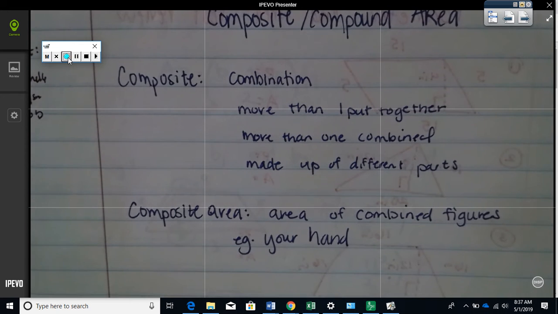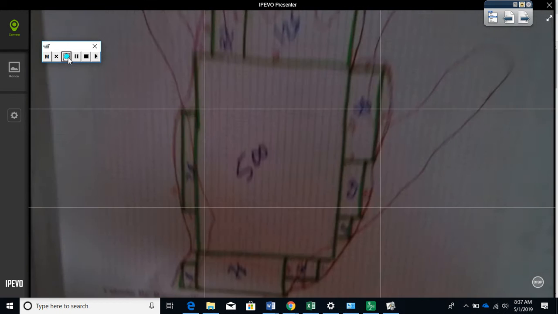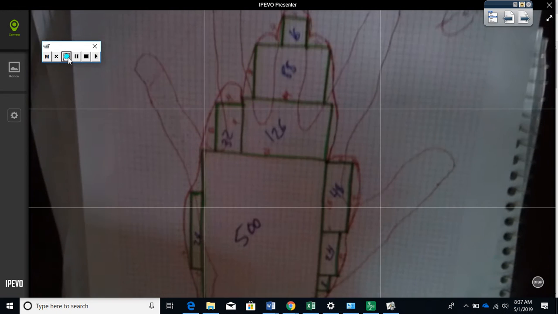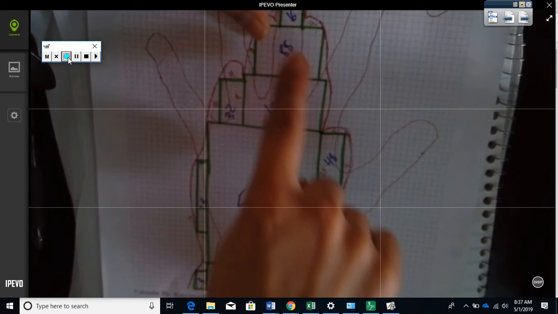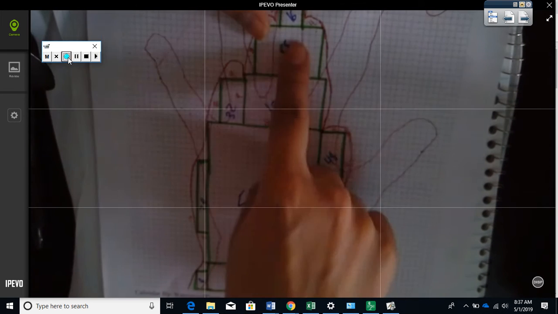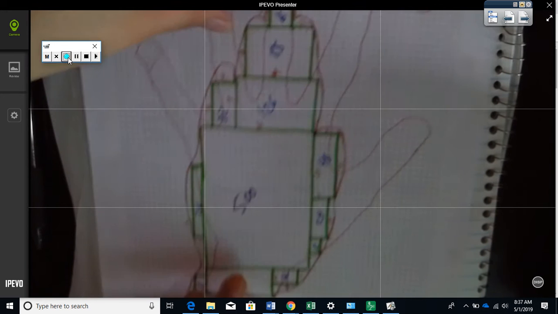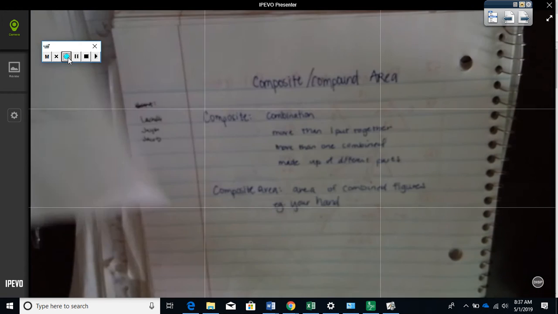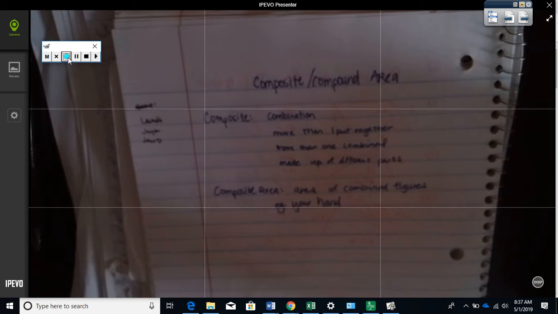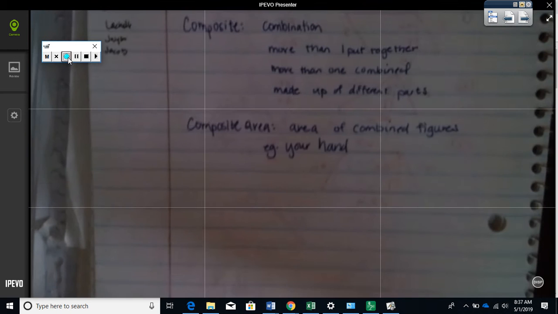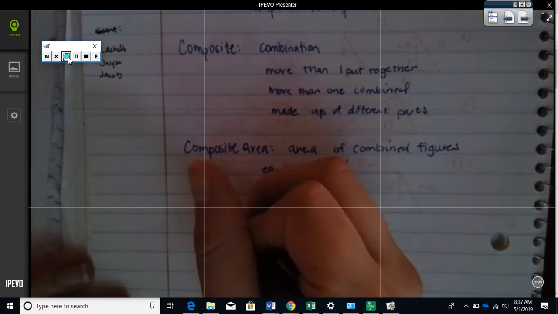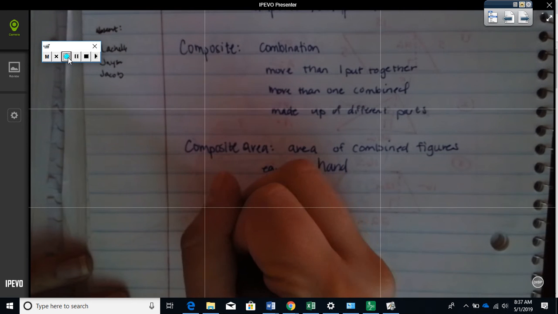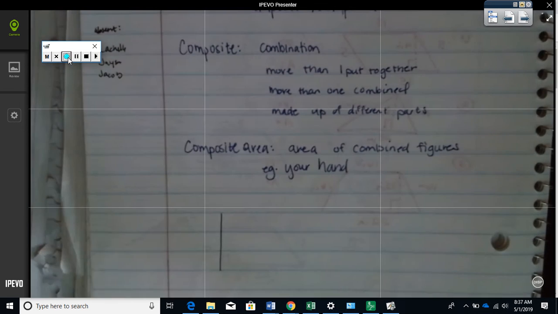So I'm just going to show you this example. There's the hand. There's no formula for area of a hand, so this is composite because we're putting together different rectangles to make the area of a hand and adding them together. So that's the same thing here. We'll do an example and then you'll just practice on your own.